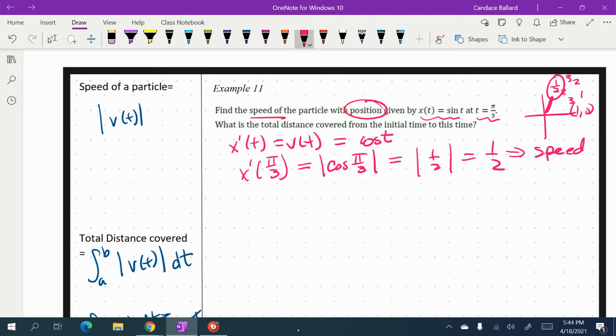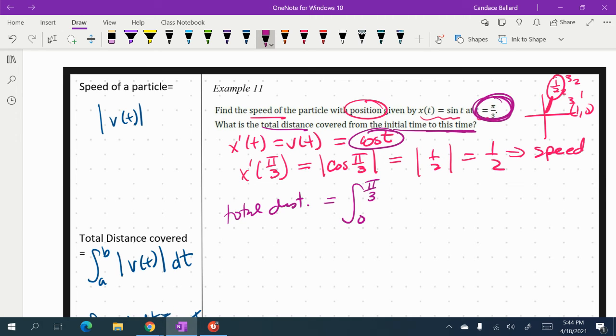Then it asks us, what is the total distance covered from the initial time to this time? So to this time here that we're given. To get total distance, we would do the integral from 0 to pi over 3 of the absolute value of the velocity. So the velocity is this. I'm going to do the absolute value of it.